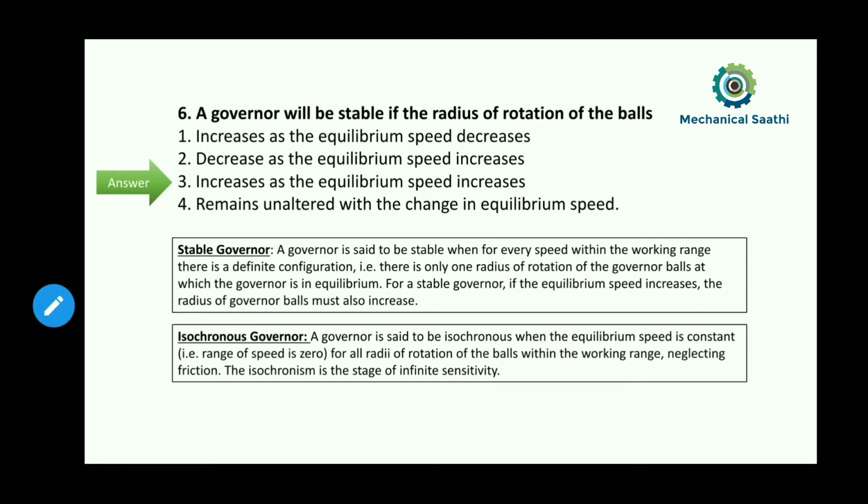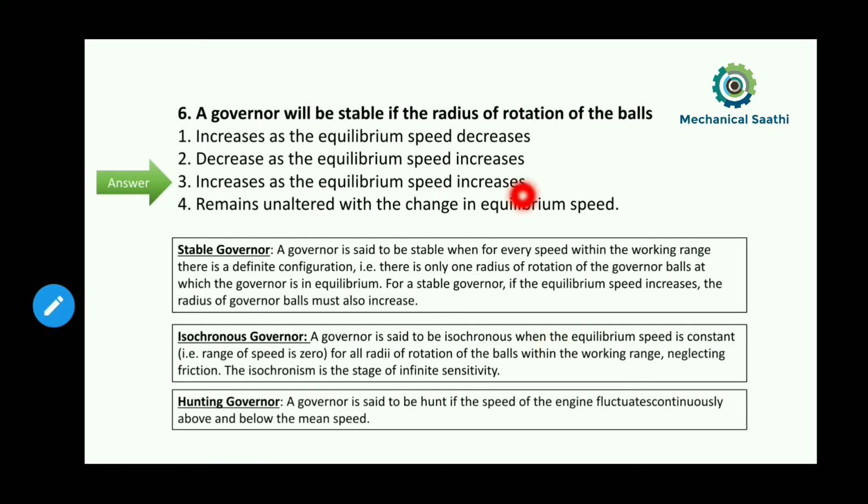Another case is the hunting governor. A governor is said to hunt if the speed of the engine fluctuates continuously above and below the mean speed. Basically the speed of these balls fluctuates continuously above and below the mean speed, and that type of condition is known as hunting. So you can get some idea from this.